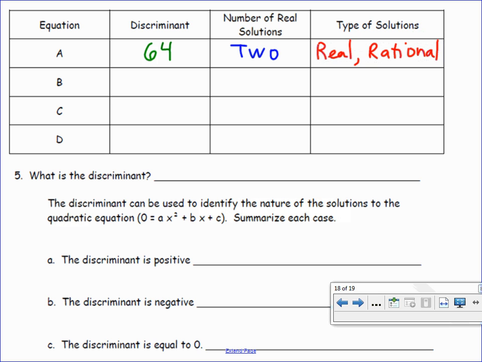Letter B, go ahead and check your discriminant for letter B. What did you guys get for your discriminant? Ian? 40, right? In that case, there were still 2 solutions, but they were real irrational. That radical term didn't reduce all the way. It contained a non-perfect square, and that's an indication that we're going to have irrational solutions. So they're still real, but irrational.